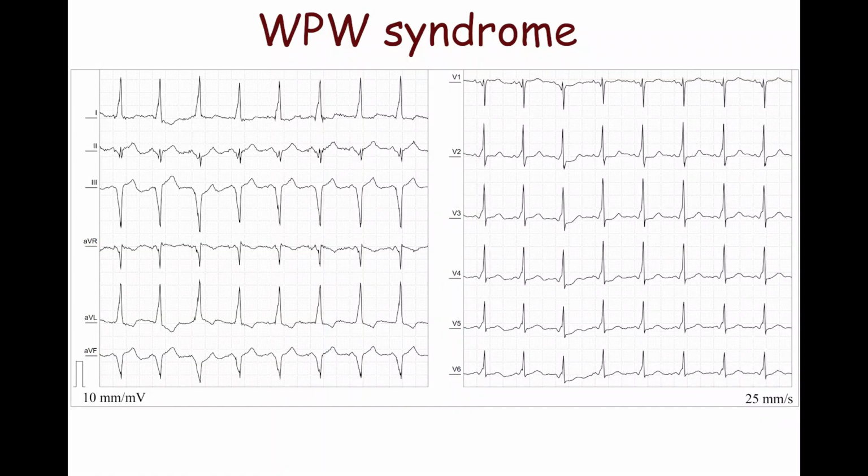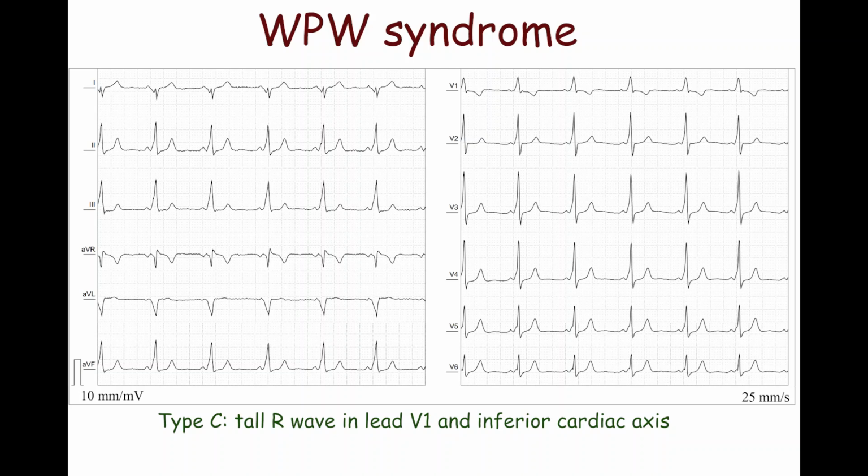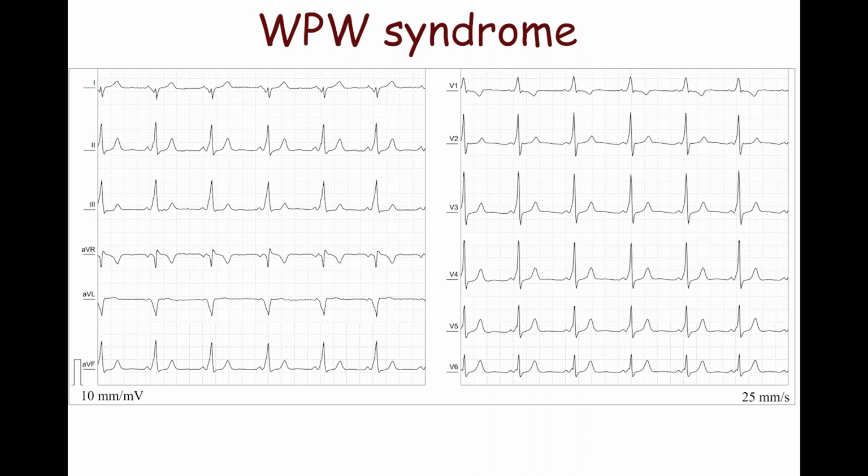This ECG shows positive delta wave in leads I, aVL, from V2 to V6 and negative in leads 2, 3, aVF, and V1. Pay attention to pseudo-infarction pattern in leads 2, 3, aVF. Type C is characterized by taller R wave in lead V1 and inferior axis, that is close to 90 degrees. Pay attention to right axis deviation and positive delta wave in leads 2, 3, aVF, from V1 to V6 and negative delta wave in leads I and aVL.